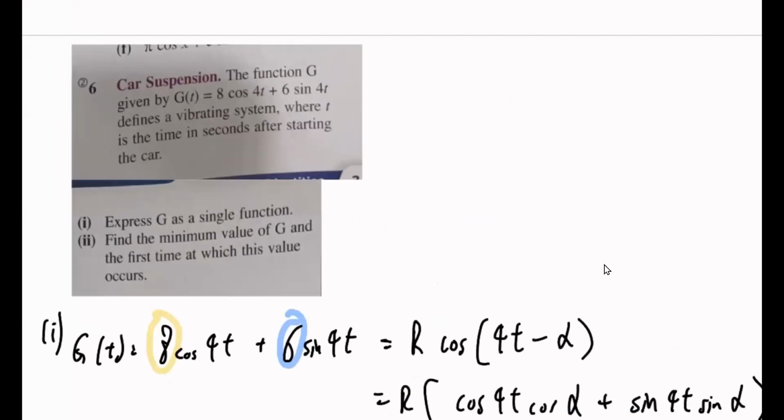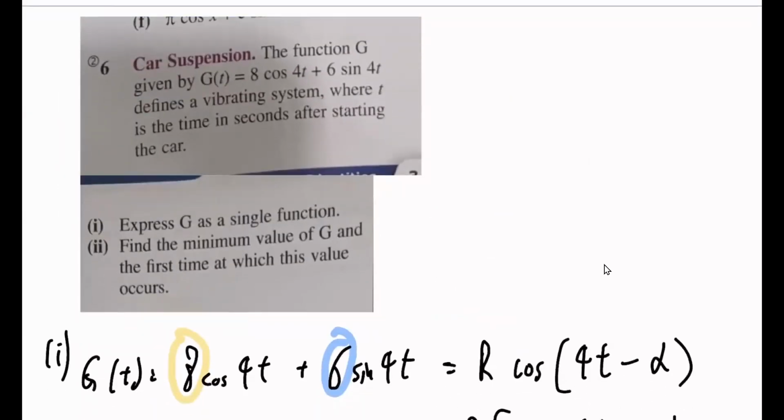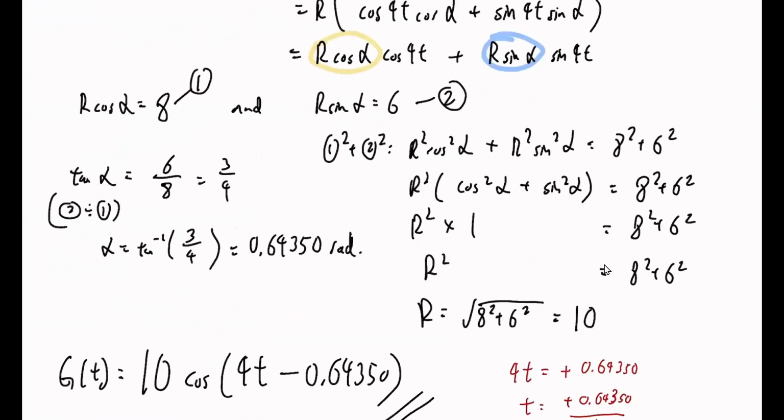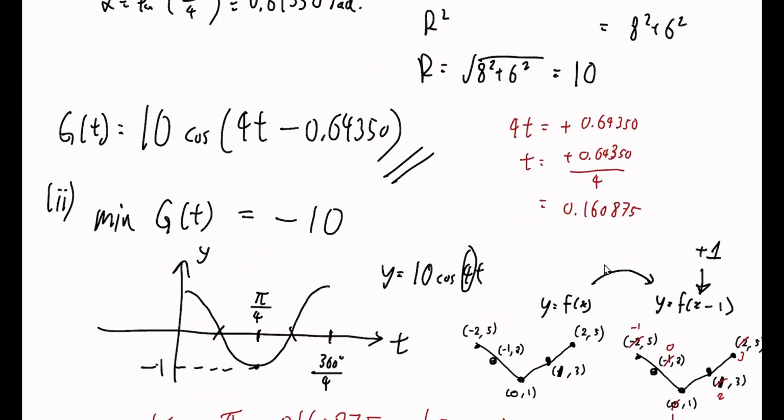I'm about to change the screen now. G of t equal to 8 cos 4t plus 6 sin 4t, as well as the resulting 10 cos 4t minus 0.64350. Can? Okay. Copy already? Okay, now I'm gonna change screen. Wait a minute.